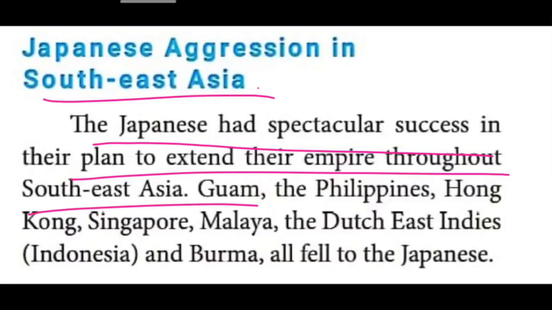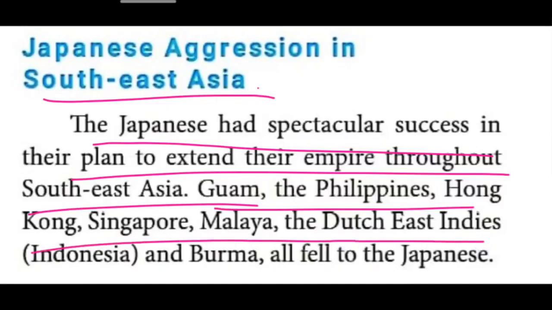What are the areas they captured? Guam, a place name located in the Philippines. Then Hong Kong, Singapore, Malaya, the Dutch East Indies, that is Indonesia, and Burma. These are the places Japan captured.